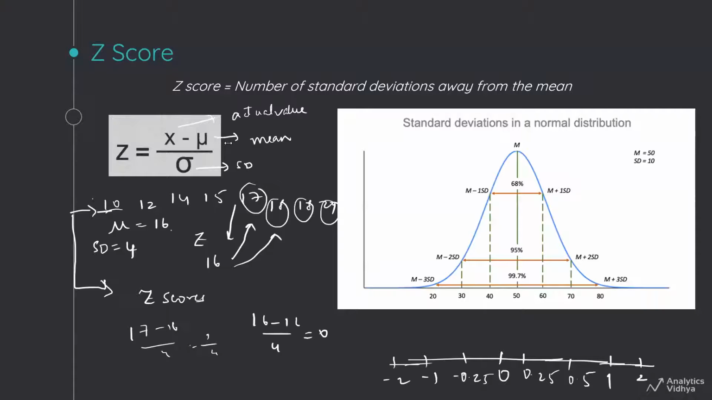Now suppose my data point is 10 and my mean value is 16, as I said. So I'm substituting 10 here. Mean mu is 16, standard deviation is 4. So you get your Z value to be minus 6 by 4, which is minus 1.5, right? So that's how I get my Z values.